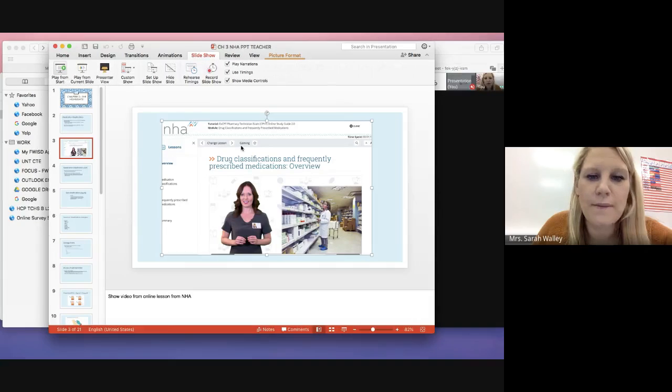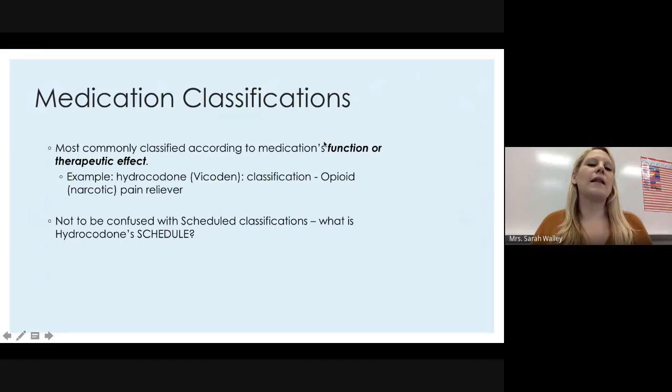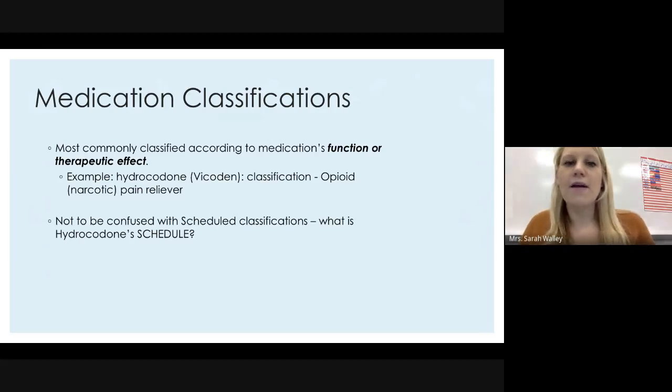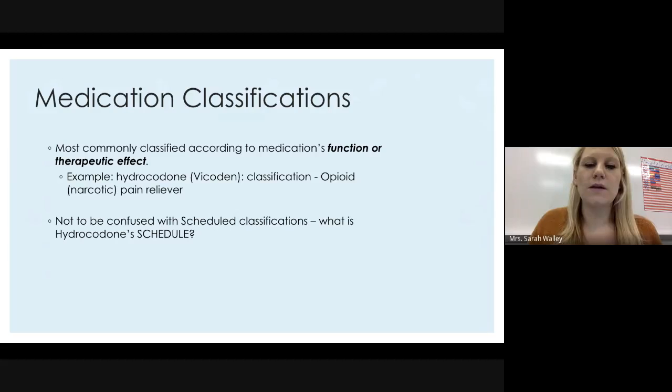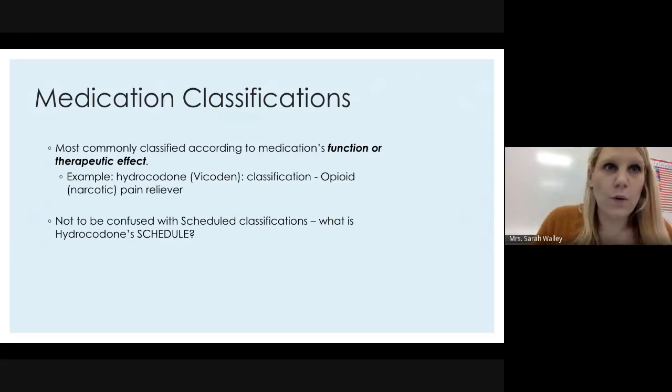Play from start. Okay, so this is going to be the highlights of chapter 3. So the first thing we're going to talk about is medication classifications. We talked a little bit about this in the Google Meet, and someone had asked the question of what's the difference between the scheduled drugs, that schedule 1 through 5, and the classifications. There's a little bit of a difference there. So I'm just going to break it down for you real quick.